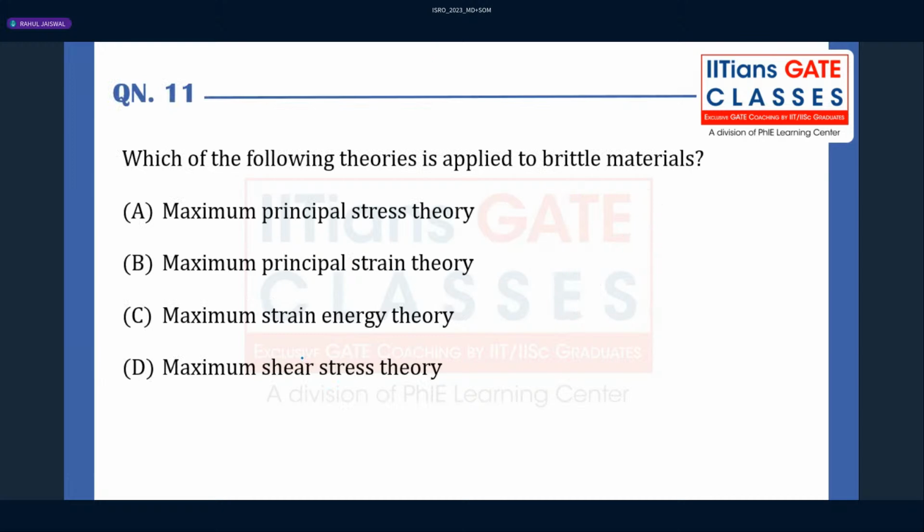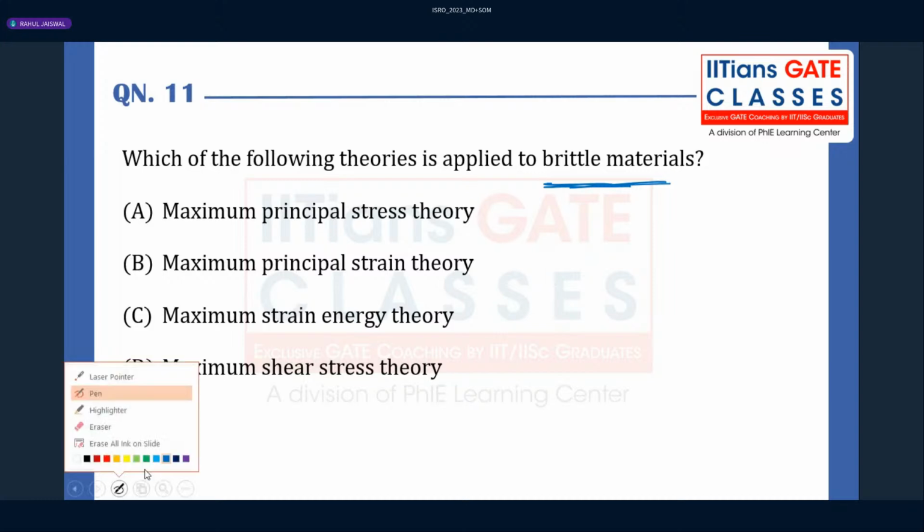Now, note down the next question. Which of the following theories of failure is applied to brittle material? Very first of all, we have different types of theories of failure, right? The big question mark: why do we have different theories of failure for a material? Why not only one theory of failure, right? Let's say we have only Newton's law, so only one name is there, Newton.